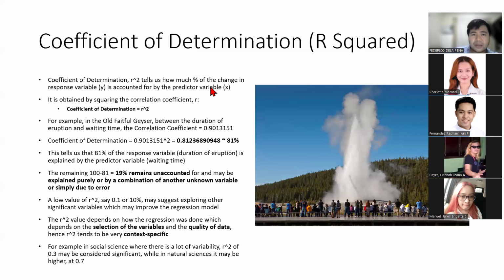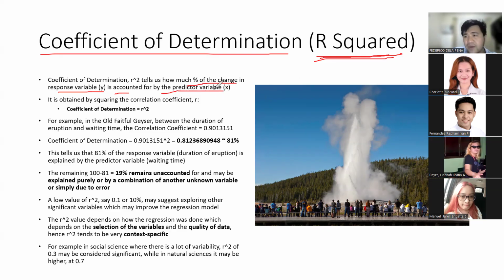Now let's talk about the coefficient of determination, also commonly called R squared. I'm sure you already saw this value in your stats class, or even in your basic scatter plot in Excel. The coefficient of determination, or R squared, simply tells us how much percent of change in the response variable y is accounted for by the predictor variable x.